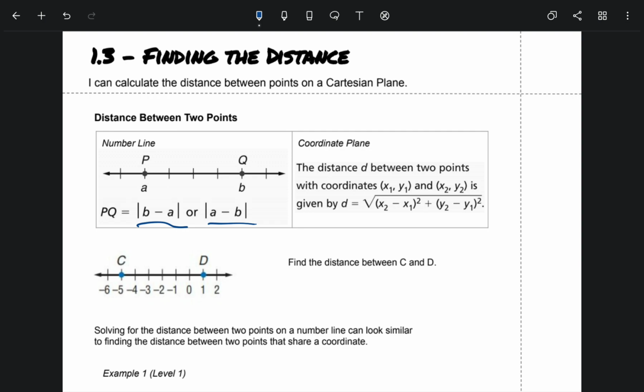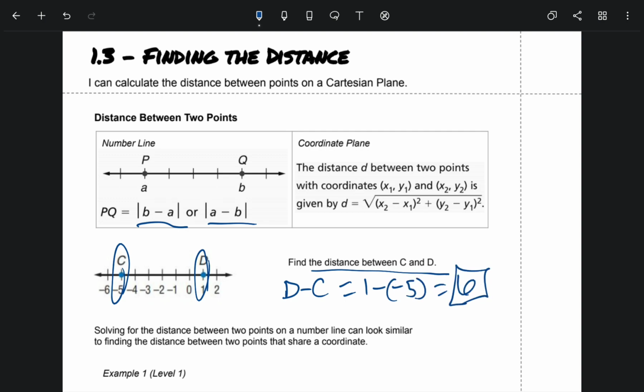So if, for example, here we want to find the distance between C and D. C is -5, D is 1. We're just going to do D minus C, which is 1 minus -5, and that will give us 6. And you are done. We have figured out the distance, or how far apart they are.